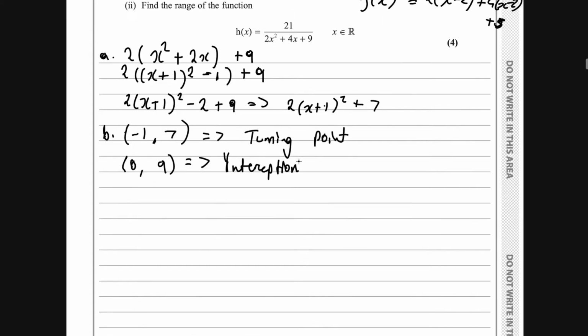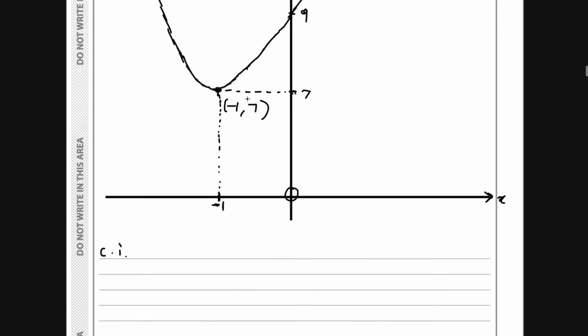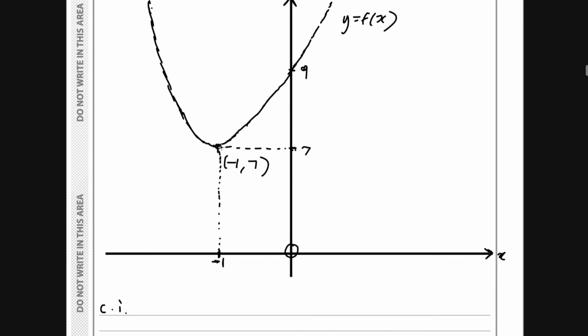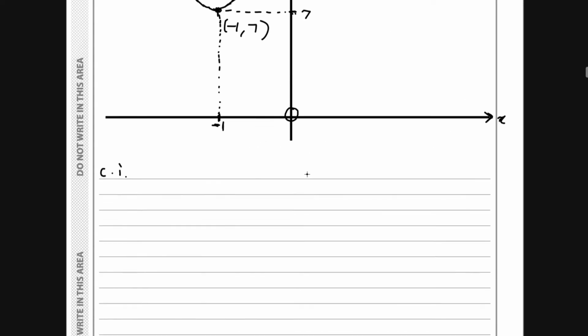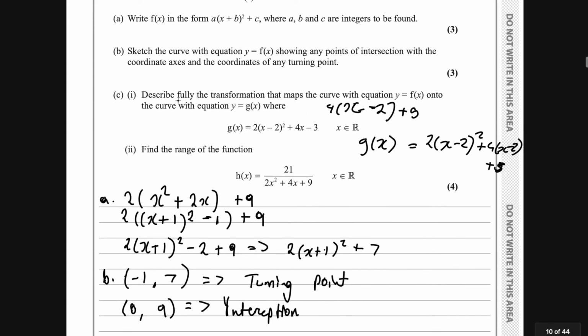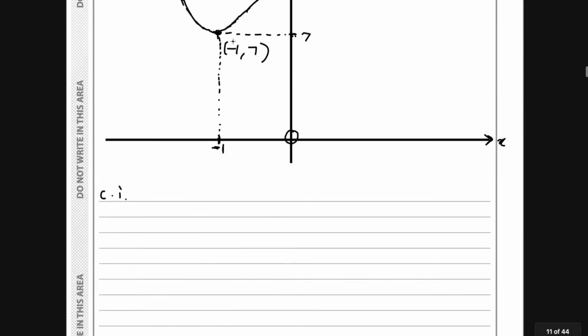So for part C(i), I'm going to be describing this transformation. So we've got y equals f of x here. I'm going to be describing such a transformation where we're taking it 2 across and 4 downwards. So g of x would look something like this part of the graph here. And remember we have to describe fully the transformation that takes place. Such a transformation, where you're moving it 2 along and 4 down, is a translation.